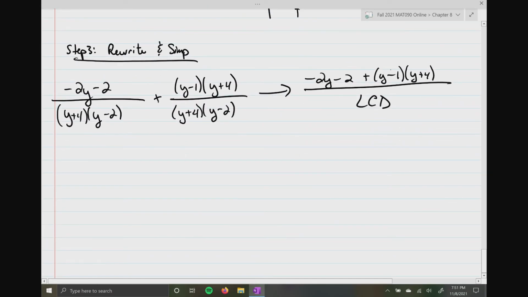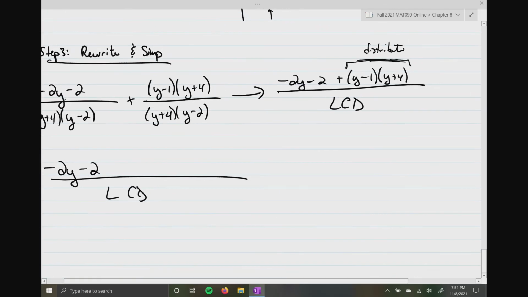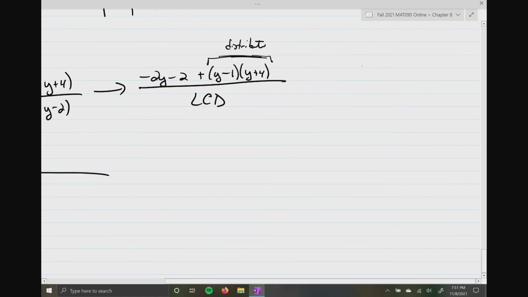So it looks like with this second half here, meaning over here, I'm going to have to distribute. So that's going to give me negative 2y minus 2. I still got this big LCD. The only thing I need to do is just distribute. Y times y is y squared. Y times 4 is plus 4y. Negative 1 times y is minus y. And then negative 1 times positive 4 is negative 4.